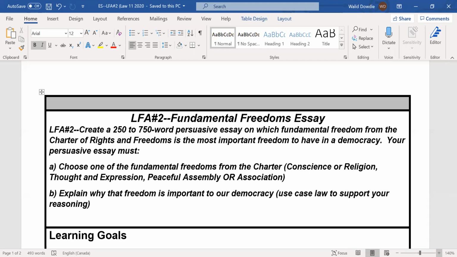A, choose one of the fundamental freedoms from the Charter, which is freedom of conscience or religion, thought or expression, peaceful assembly, or association. So it's not all four. You choose one of them. B, explain why that freedom is important to our democracy. C, use case law to support your reasoning, and I'll talk about how to do that later.